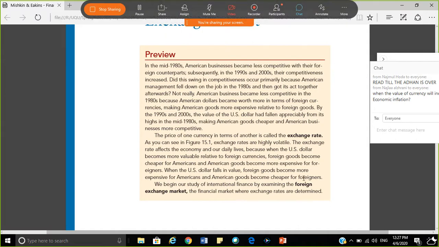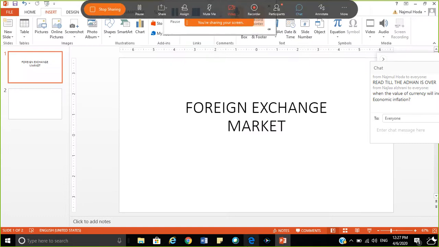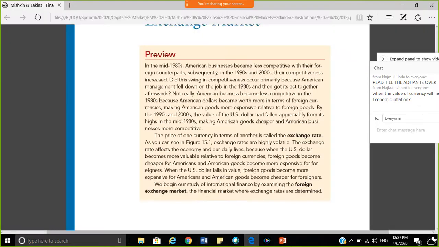Is it recording? Yeah, okay. When the American business got less competitive because of the increasing American dollar, the American dollar became more expensive. As a result, what happened? As a result, the American companies became more expensive relative to foreign goods.